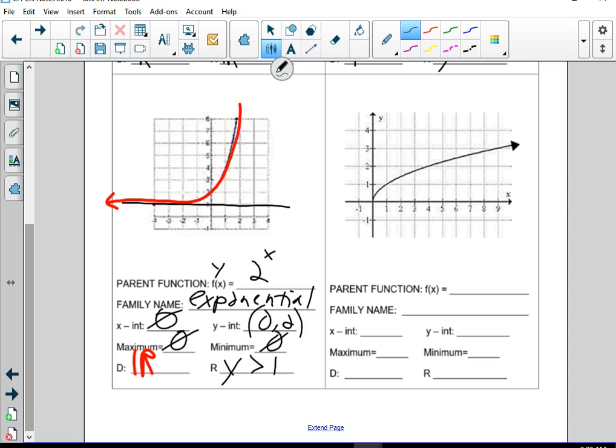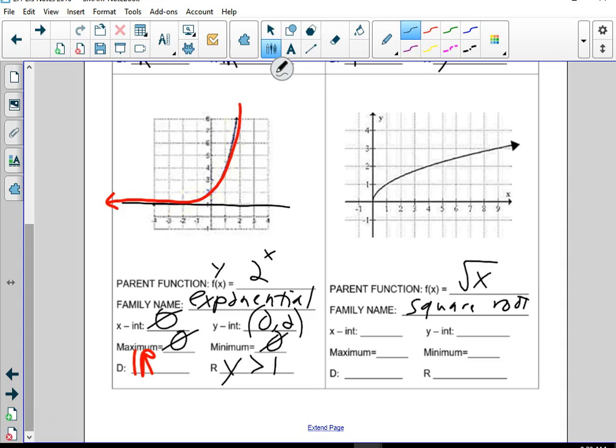Okay, parent function of this. Square root. It is a square root. Excellent job. It is a square root function. Okay? And family name is just that, square root. Again, you can abbreviate if you want. SQ.RT. So, sort of, like to abbreviate things.